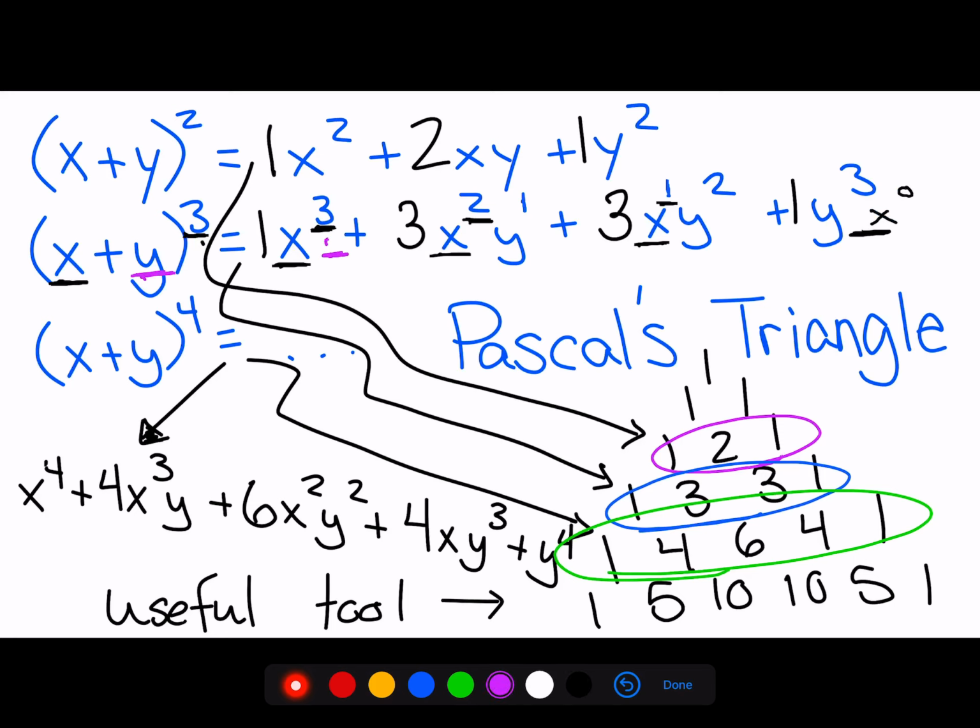Now, look at the y's. y starts out at 0 because it's my second term. Then it slowly increases by 1, by 2, and by 3.